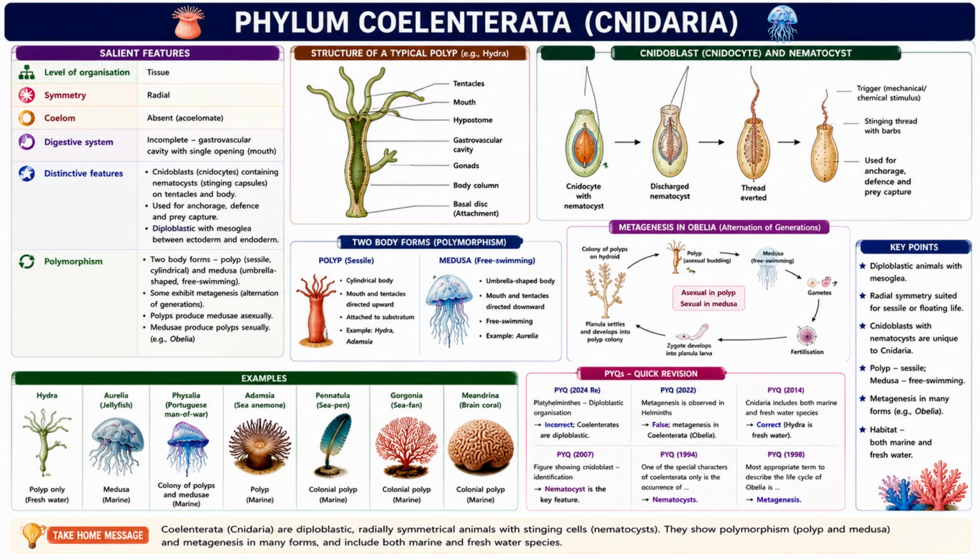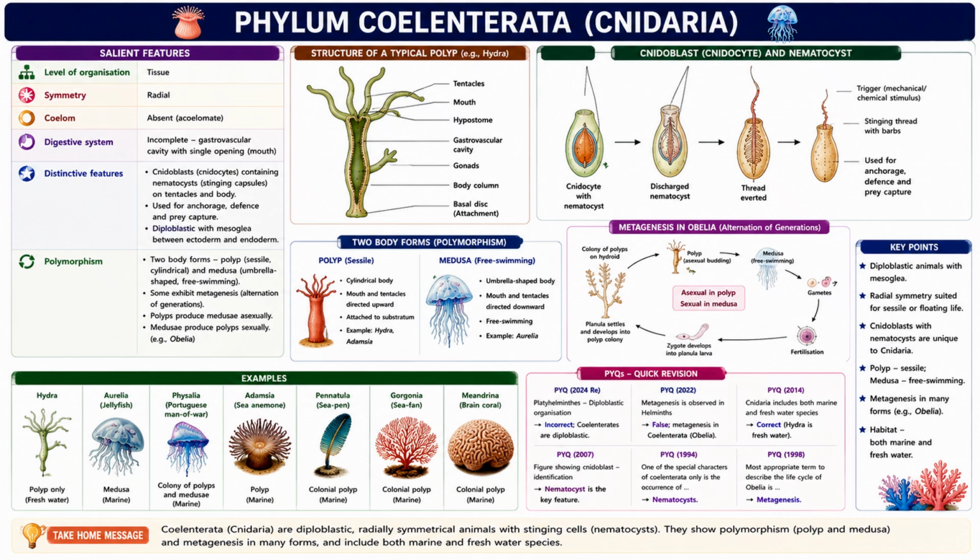Distinctive features like cnidoblasts or cnidocytes containing nematocysts, stinging capsules on tentacles and body, used for anchorage, defense, and prey capture. Diploblastic with mesoglea between the ectoderm and the endoderm is a characteristic distinctive feature of the Coelenterata, also called as Cnidaria. Polymorphism is also a very characteristic feature.